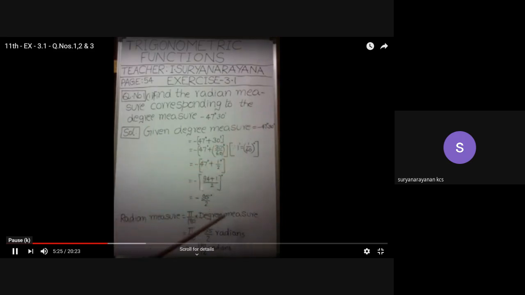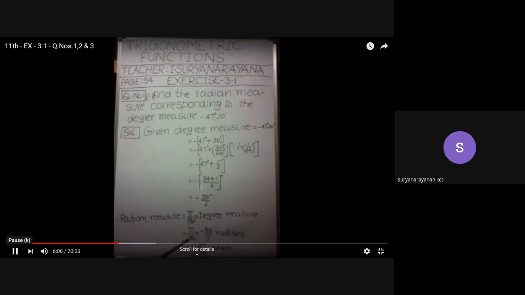After that only we go to the next part. First we had to complete this part. Radian measure is equal to, we write the formula, pi by 180 into degree measure. Here degree measure means the entire angle must be in degrees, not in minutes and seconds. If they are in minutes and seconds, we have to convert them into degrees only. Remember this point, my children.